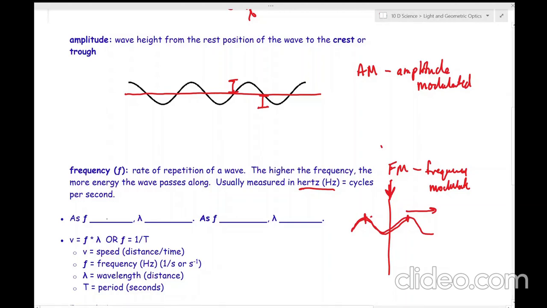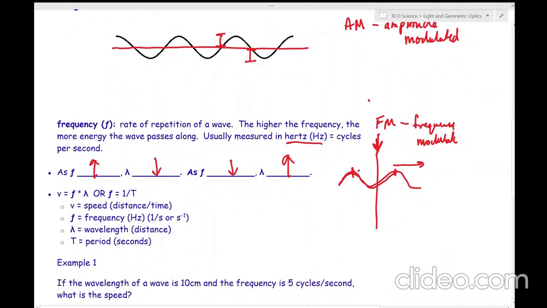As the frequency increases, you must decrease the wavelength, because remember, they're all moving at the same speed. But what happens is that as we move across, if we've got a higher frequency, we must have a shorter wavelength because we've got to get more cycles in per second. The opposite is also true. If frequency is decreasing, that means wavelength is going to be increasing.